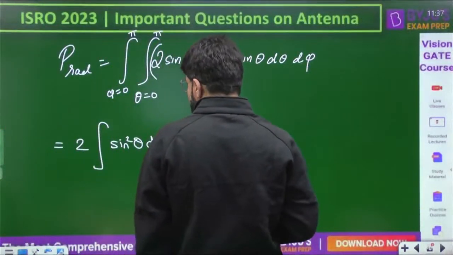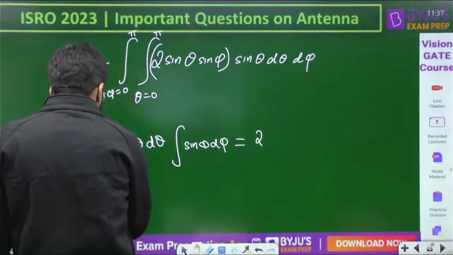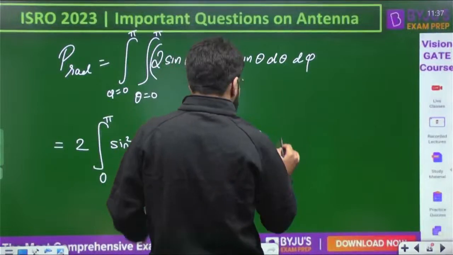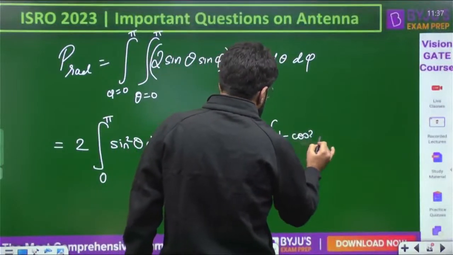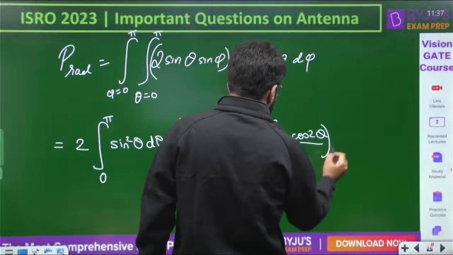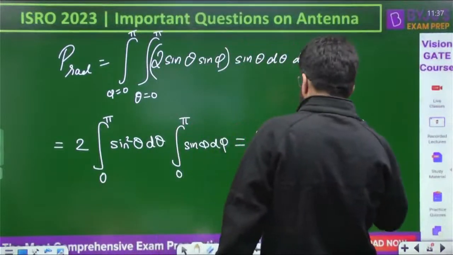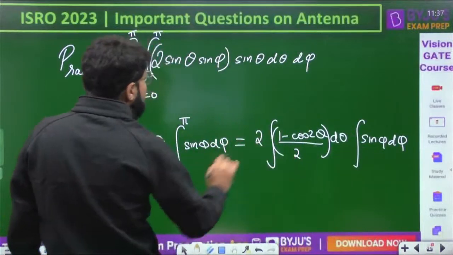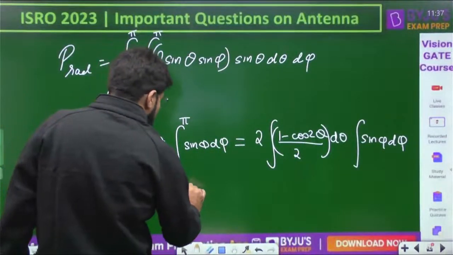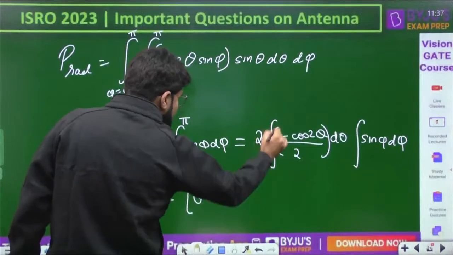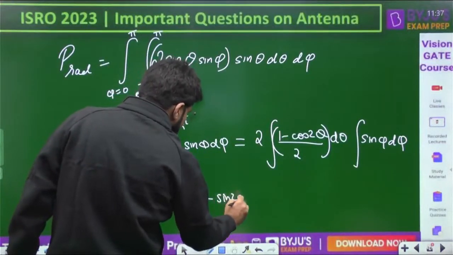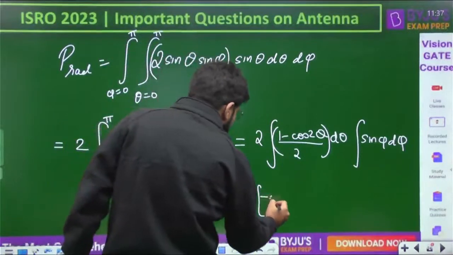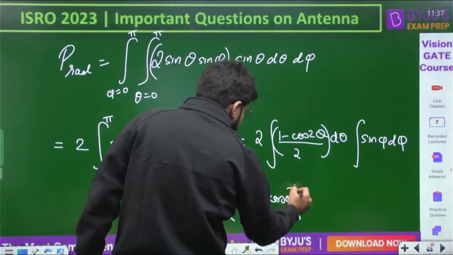What is sine square theta? The limit is 0 to pi. Theta limit also 0 to pi, phi limit also 0 to pi. Sine square theta can be integrated as 1 minus cos 2 theta divided by 2 d theta, or by the Wallis integral formula. Now one of the two is getting cancelled. So I have the integral of 1 d theta, minus the integral of cos 2 theta, which will be sine 2 theta by 2, limit 0 to pi. Then the integral of sine phi is minus cos phi, 0 to pi.